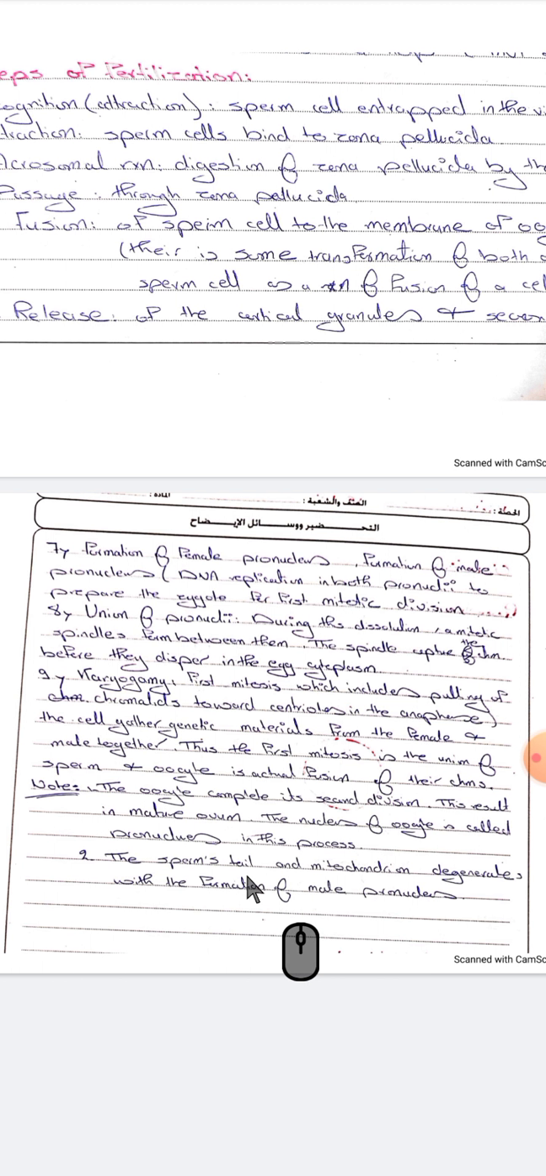So the sperm tail and the mitochondria degenerate with the formation of the male pronucleus. Okay? That was everything about fertilization.